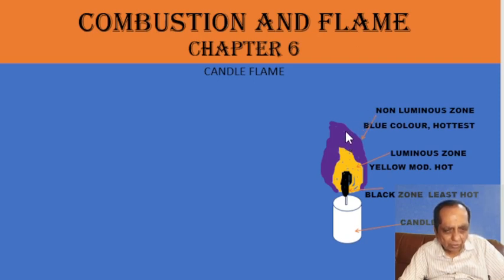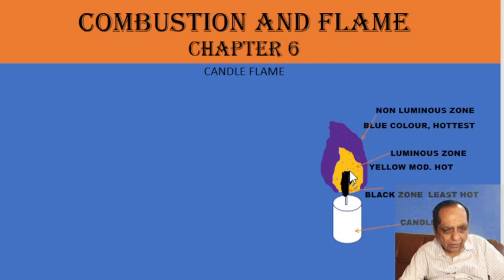Now this is called non-luminous, because this is not giving light. Light is being emitted by this yellow color. So yellow, as such it is yellow, and gradually it is becoming orange and pink. So the color changes based upon what is burning and what the temperature is.